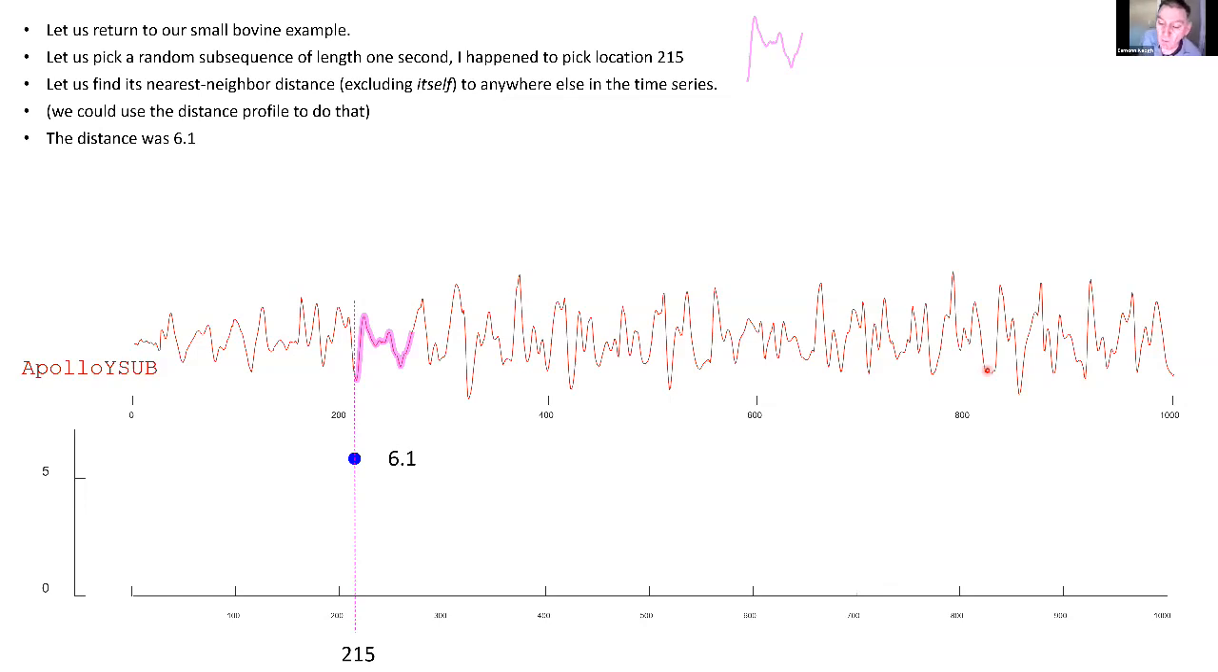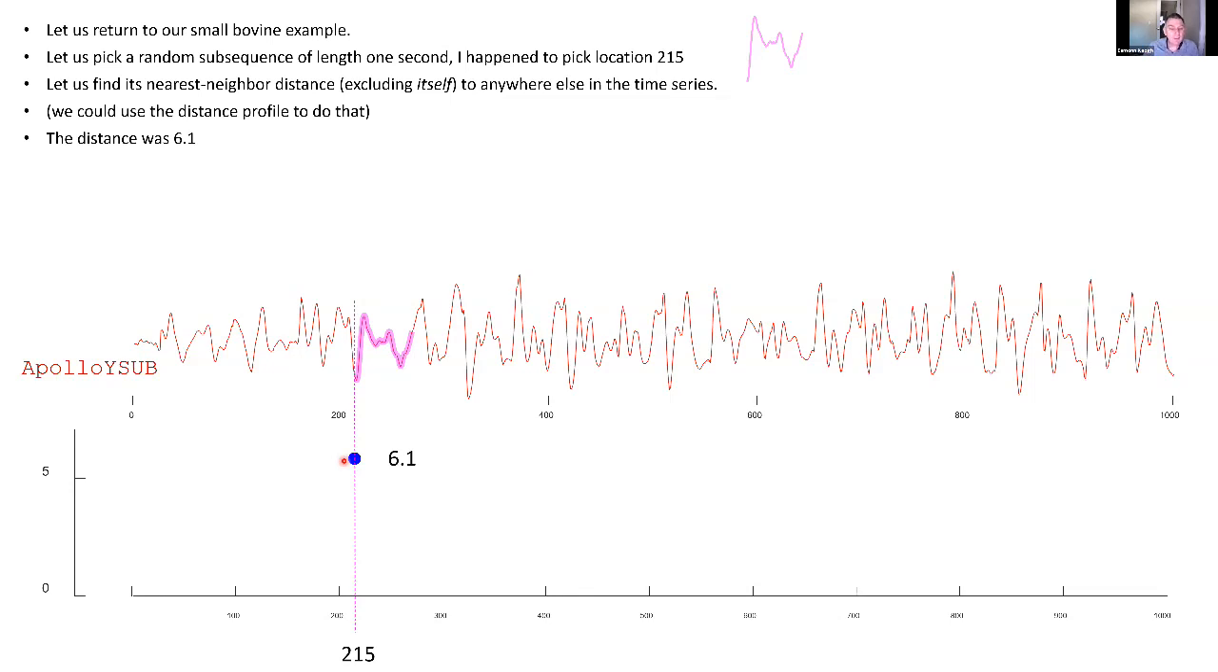How would I do that? Well, actually, I could use the distance profile we just saw, but I don't care how you do it. All I care is to find its nearest neighbor. Its nearest neighbor might be, for example, over here, or it might be here, it might be here. I don't really care where it is. All I care about is how far was it in Euclidean space? And the answer you can see is it was 6.1 units to its nearest neighbor in Euclidean space.